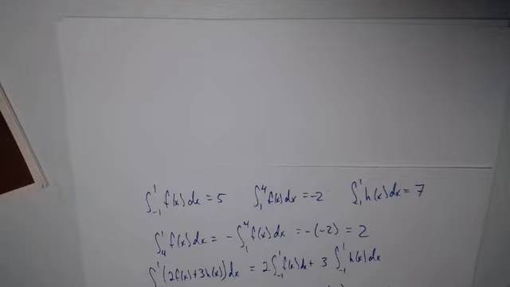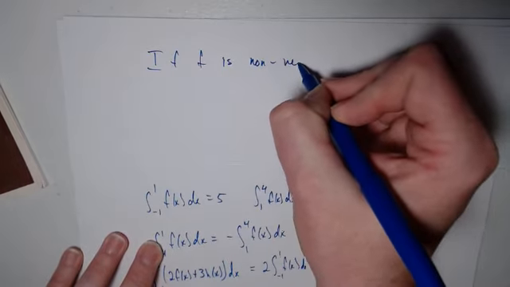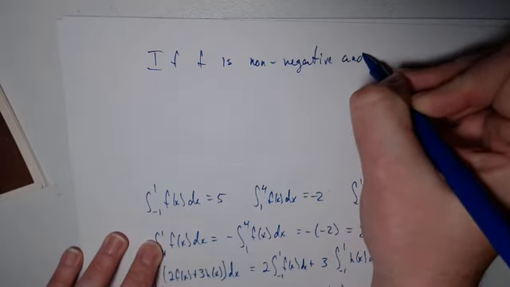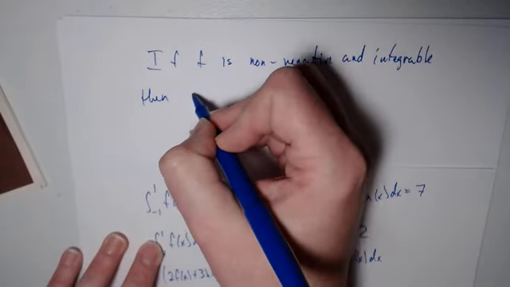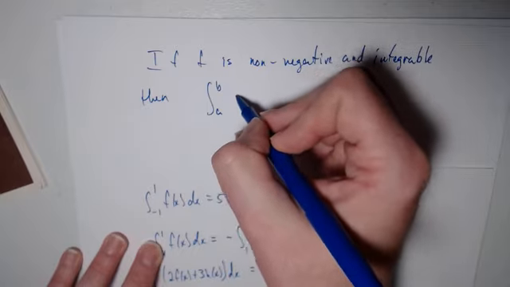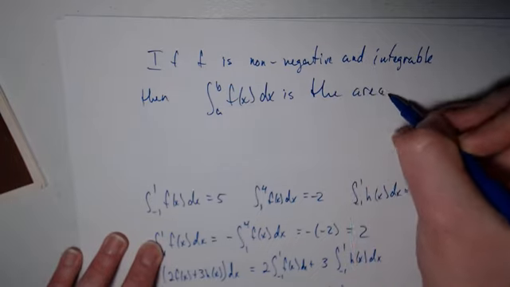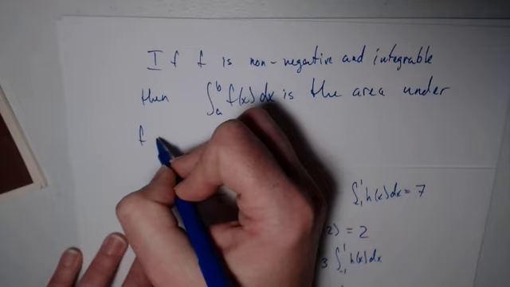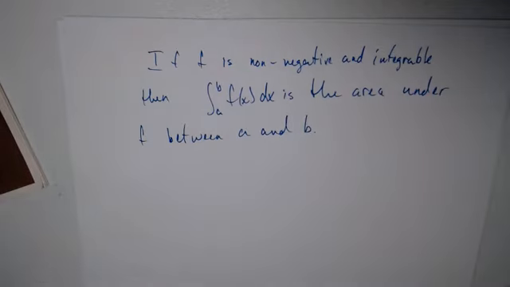I keep saying it, but it is true that if f is non-negative and integrable, then the integral from a to b of f of x dx is the area under f between a and b. I don't think our book does this.